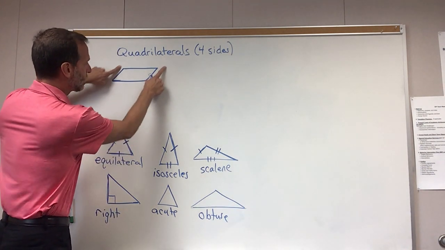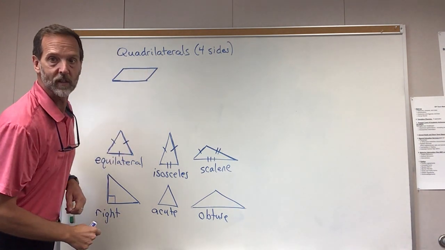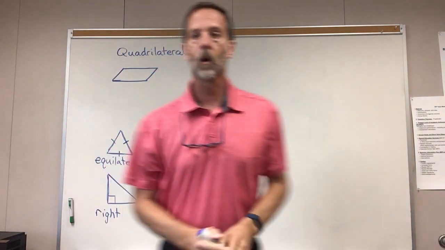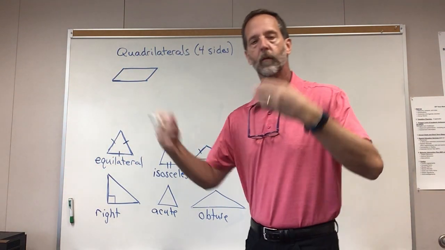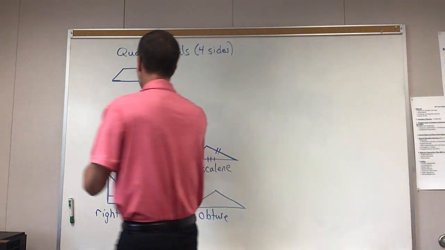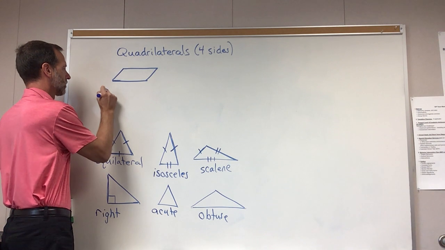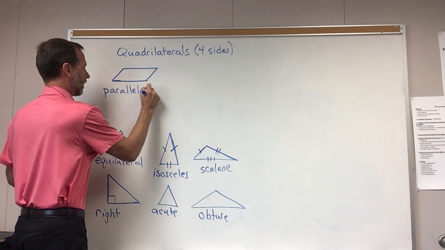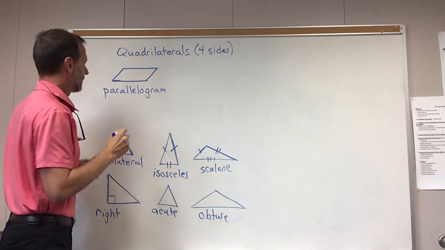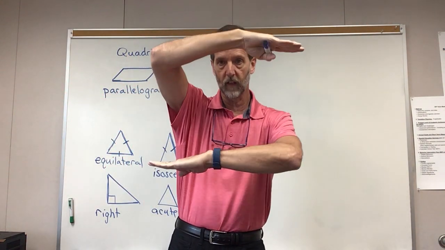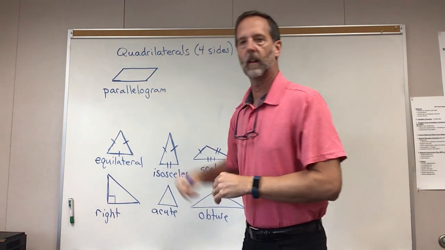So, you want to look at opposite sides. Are these sides parallel? Yes, they go in the same direction. Are these sides parallel? Yes, they go in the same direction. If the opposite sides are parallel, then this is called a parallelogram. It's a parallelogram. Okay? If it has two pairs of parallel sides, parallelogram.